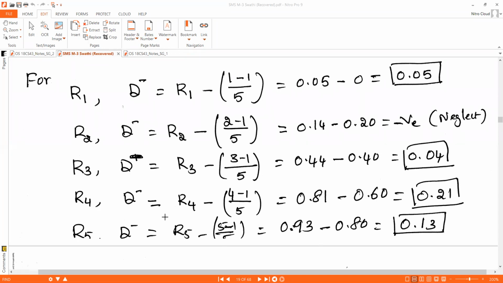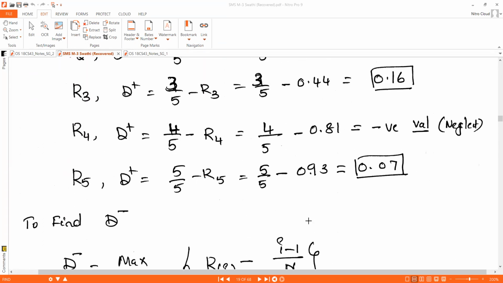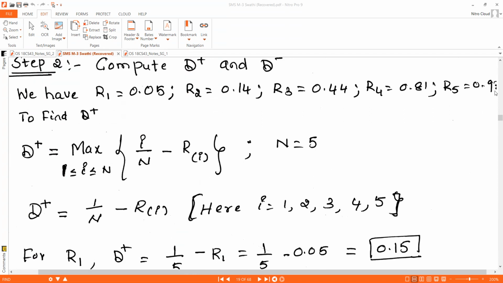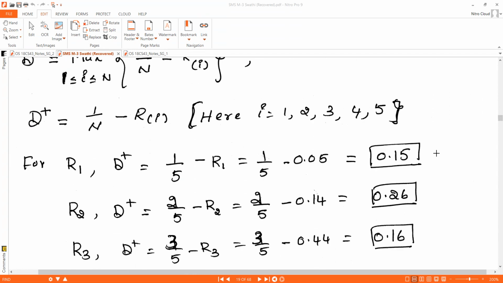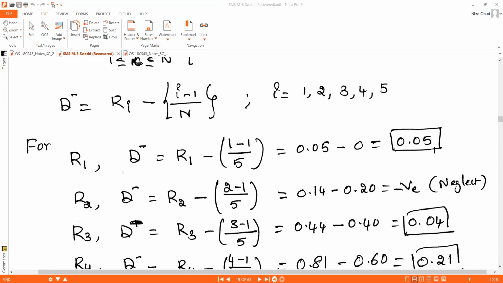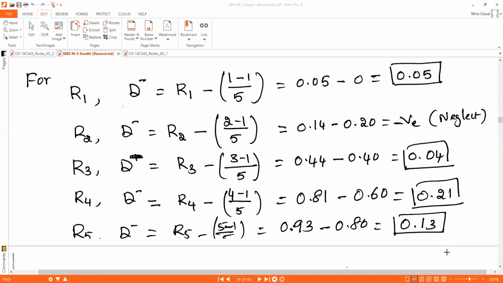What is the R5 value? R5 value is given here in this problem, that is, R5 value is 0.93. We will substitute the R5 value: 0.93 minus (5 minus 1) by 5, which is 0.80. We'll get the d minus value as 0.13 when i equals 5.